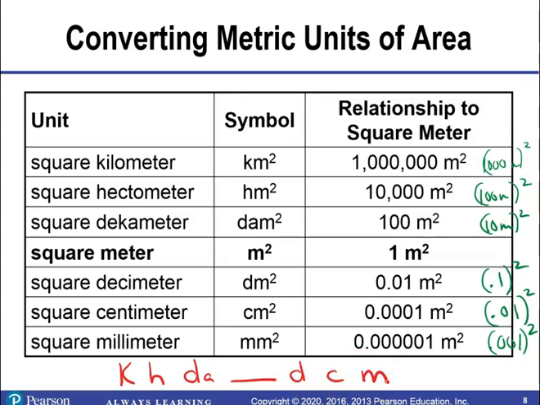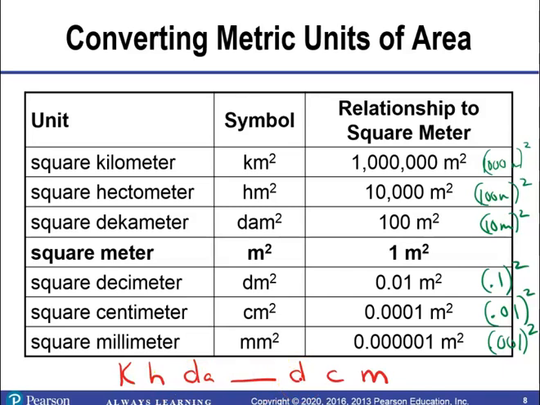And remember the trick when it was linear measure: if you move to the right, we would move the decimal 1 unit to the right. So if you went from, say, kilometers to decimeters, you would count 1, 2, 3, 4 moves to the right. Well, you know what you do for area? You move 2 places every time. So if I move from kilometers to decimeters, count by 2s: 2, 4, 6, 8 places to the right. Don't you love that? I think it's great.